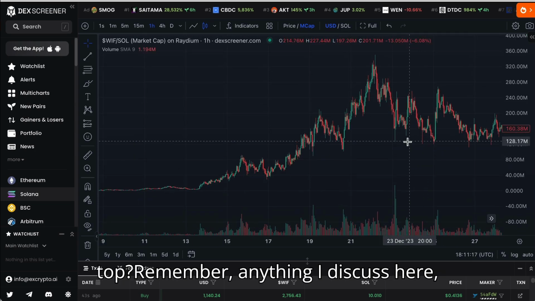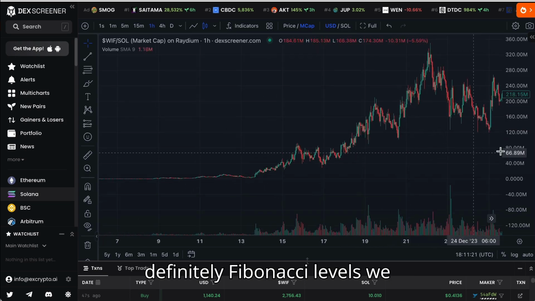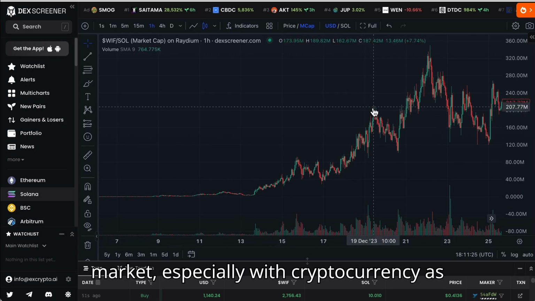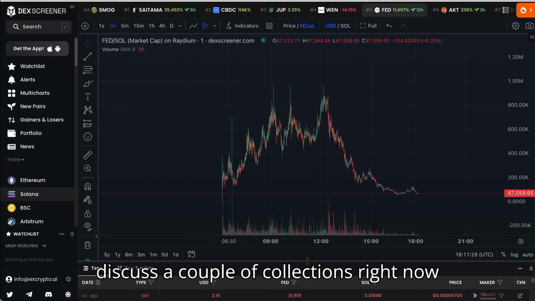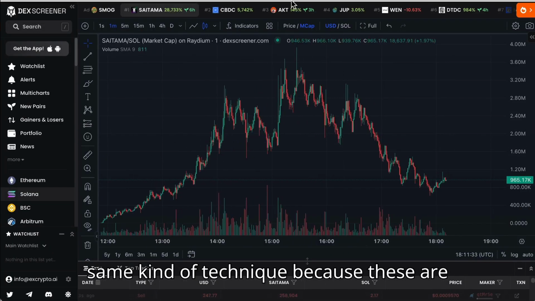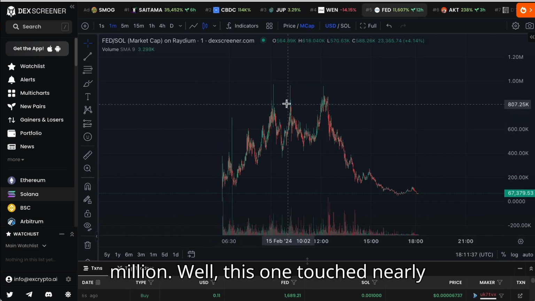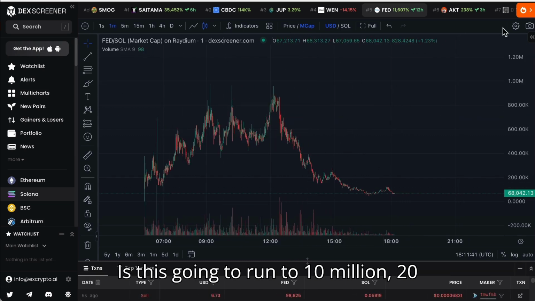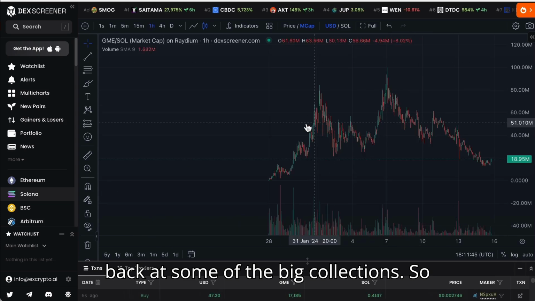Remember, anything I discuss here, it's not guaranteed, not 100%, but definitely Fibonacci levels we see again and again in any type of market, especially with cryptocurrency as well. So I'm going to show you a way you can do that. And then we're going to discuss a couple of collections right now and how we would approach them using the same kind of technique, because these are collections that reached more than 1 million. Well, this one touched nearly 1 million. So, you know, how do we know? Is this going to run to 10 million, 20 million? How do we know? Let's have a look back at some of the big collections.